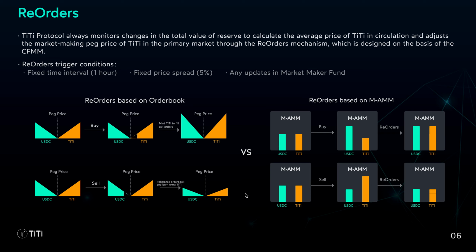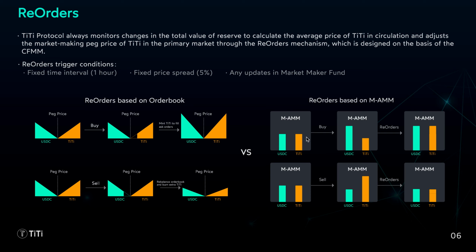Since TiTi Protocol is a completely decentralized protocol, we have learned from the CFMM, constant function market making, to make the reorders possible. After each round of the market making cycle, according to the above principles, we readjust the number of TiTi in the market making pool to achieve the same effect.